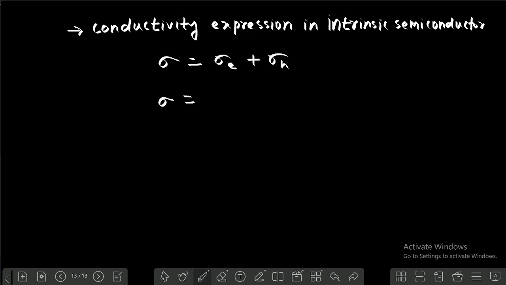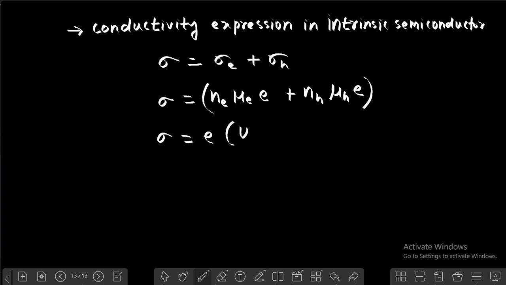The conductivity due to electron is nothing but N into mobility of electron: concentration of electron, mobility of electron into E, plus concentration of hole, mobility of hole into E. E is basically electronic charge. So like this conductivity will come. Now here you can take E common. Then you can write it is E times (Ne mu E plus NH mu H).